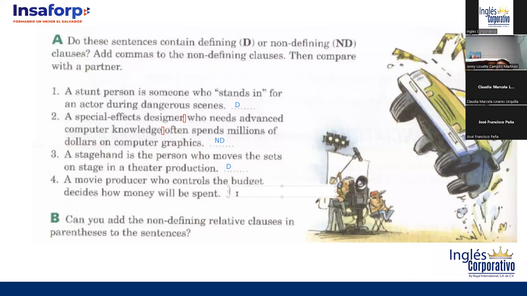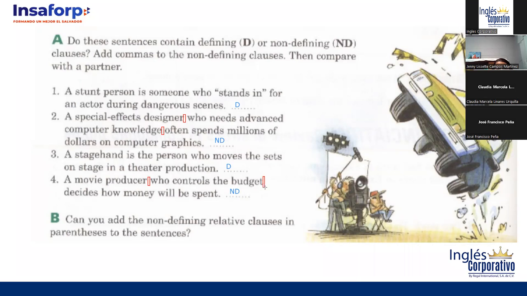Non-defining, why? Because we can read it in this way. A movie producer decides how money will be spent. We can avoid who controls the budget. Okay, very good. Excellent. That's the answer. That's exactly the answer that I was looking for.